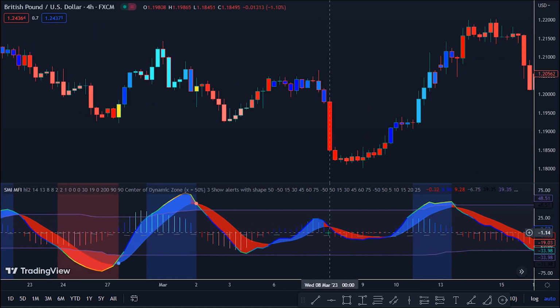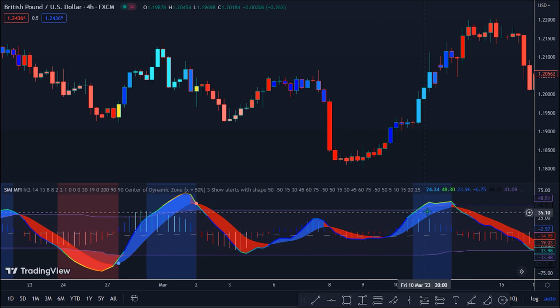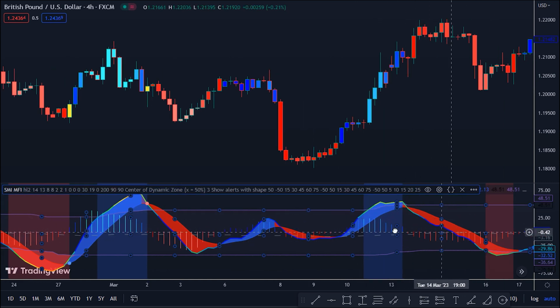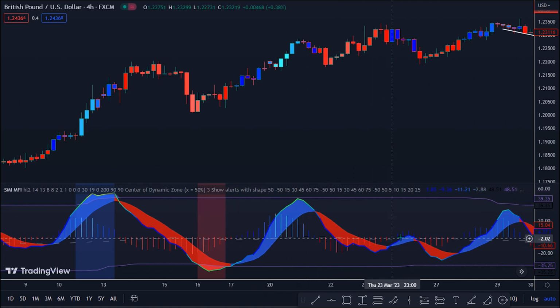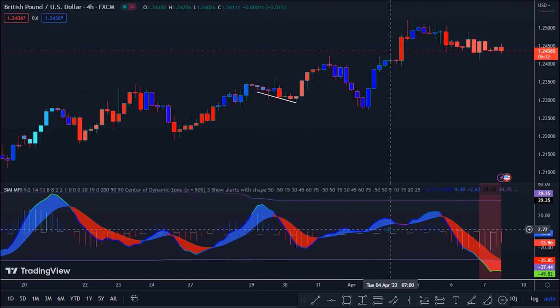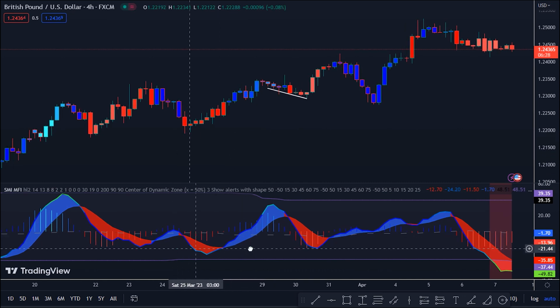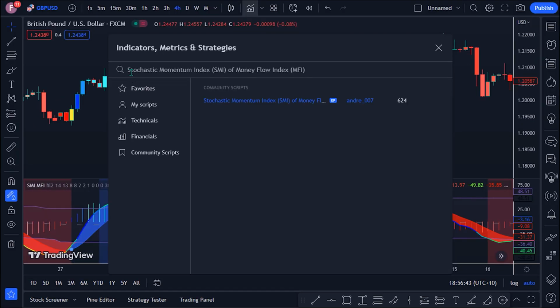On the other hand, the Money Flow Index, MFI, is an indicator that uses volume and price to measure buying and selling pressure. When these two indicators are combined, they can provide a more comprehensive view of price direction and market strength. To apply this indicator on the price chart, search the keywords Stochastic Momentum Index, SMI, of Money Flow Index, MFI. Select the EP version by Andre_007. Here's the technical indicator on our price chart.